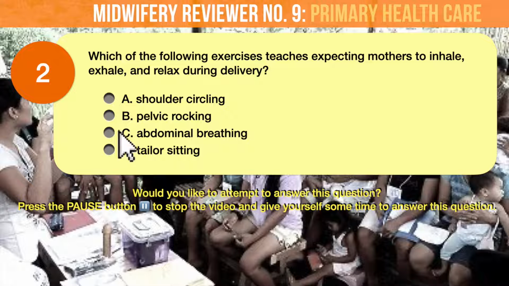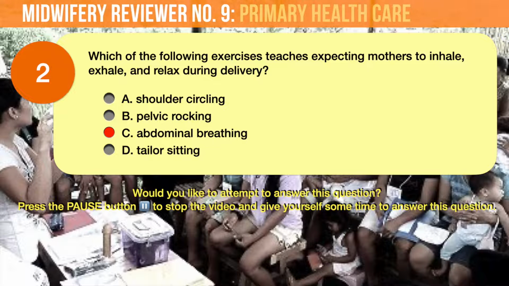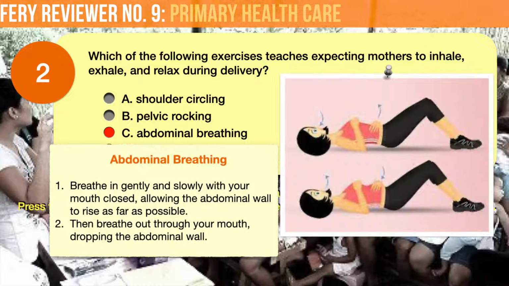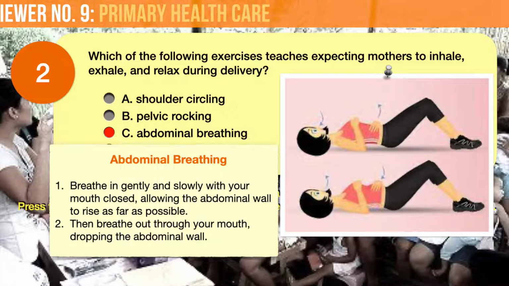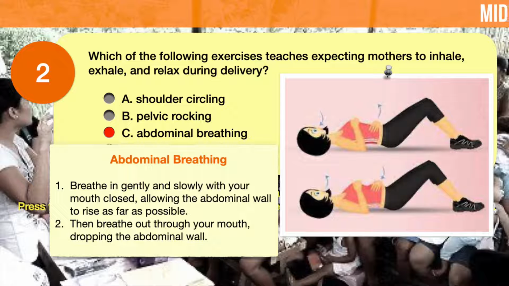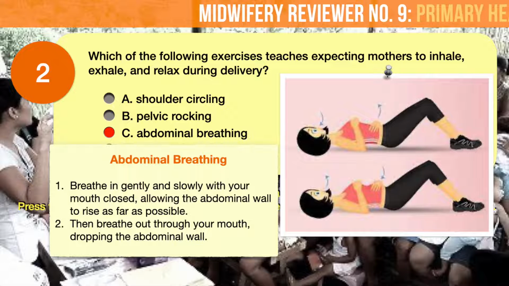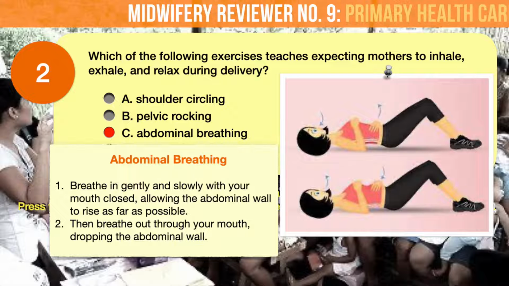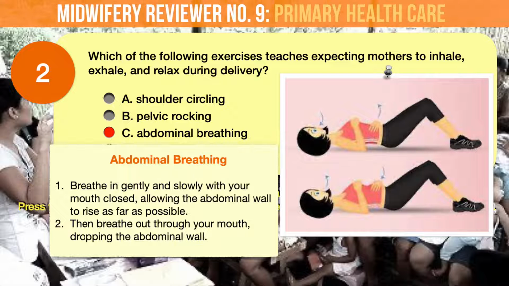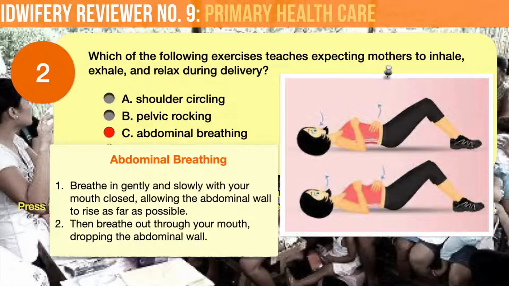The correct answer is C. Abdominal breathing. Abdominal breathing teaches expecting mothers to inhale, exhale, and relax during delivery. Here are the 2 very simple abdominal breathing steps. 1. Breathe in gently and slowly with your mouth closed, allowing the abdominal wall to rise as far as possible. 2. Then breathe out through your mouth, dropping the abdominal wall.